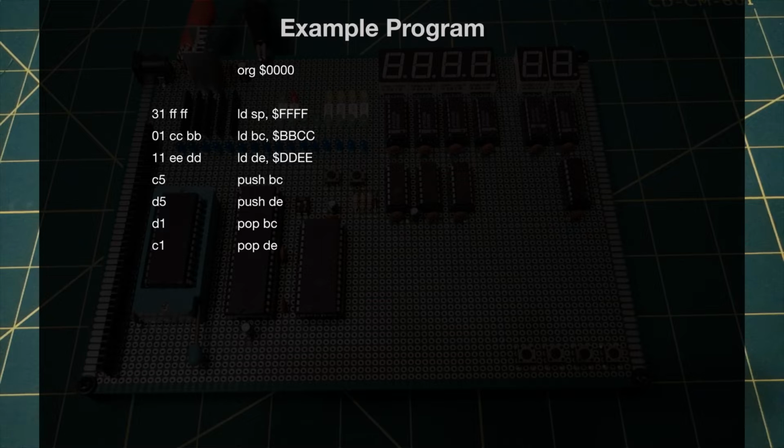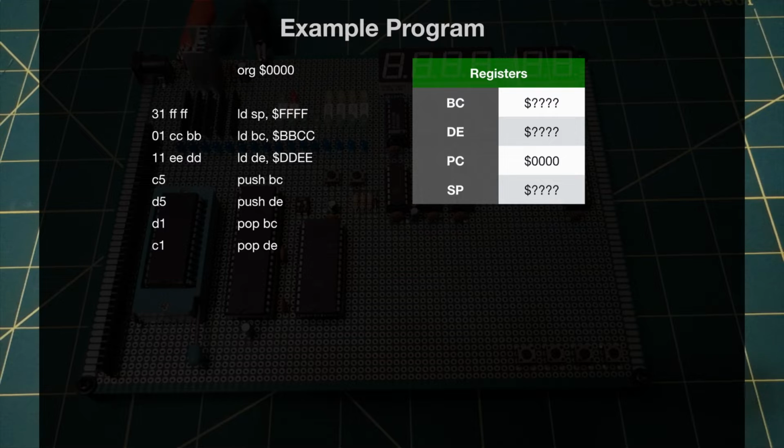So I've got a little example program here just to try and go over the concept of pushing and popping onto and off of the stack. We'll go over this line by line, and as we're doing so, I'll show you a few registers and how these instructions affect those registers. So the registers we're going to be keeping an eye on are BC, DE, PC, the program counter, and SP, the stack pointer.